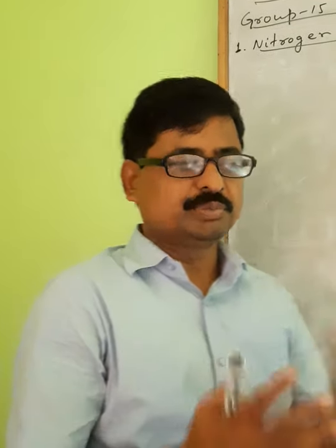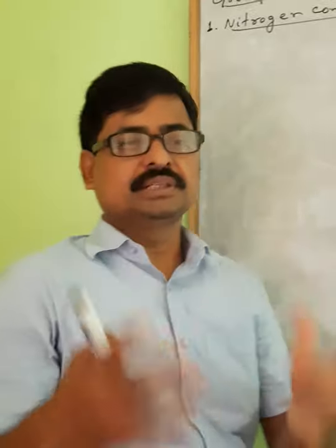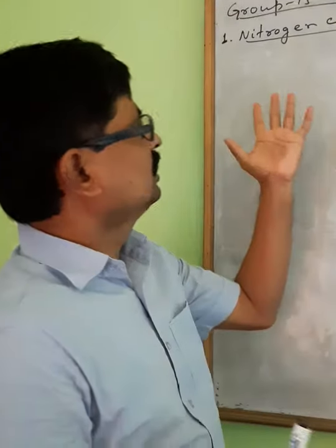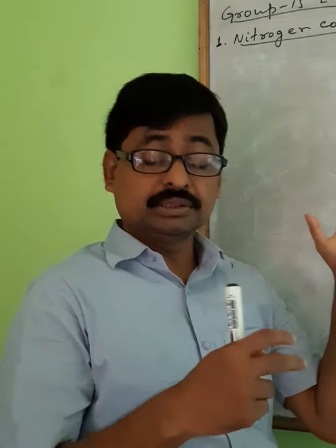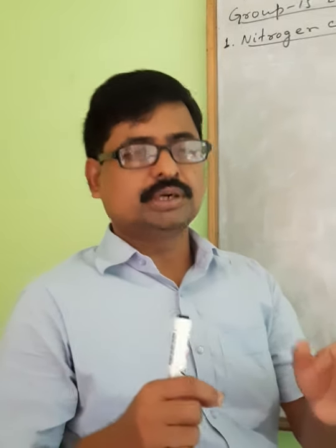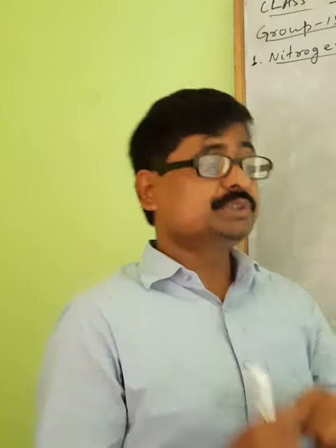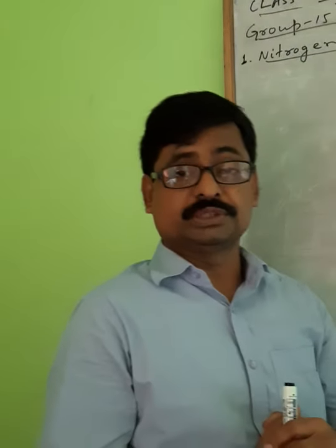Like preparations of ammonia, preparations of phosphine, sulfuric acid, etc., and their properties also. So here I am going to discuss the structures, how their structures will come out. You have to find out the outer shell electrons, and keep in mind the number of covalent bonds, that is covalency. And these structures are very, very important for the board exam.